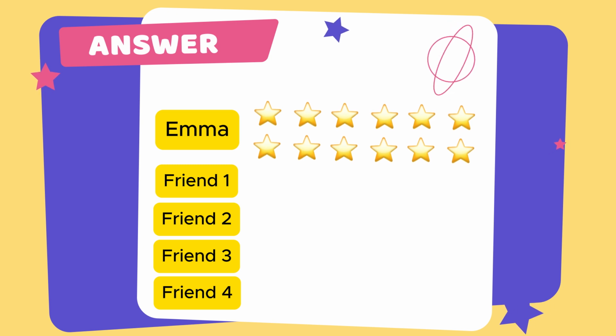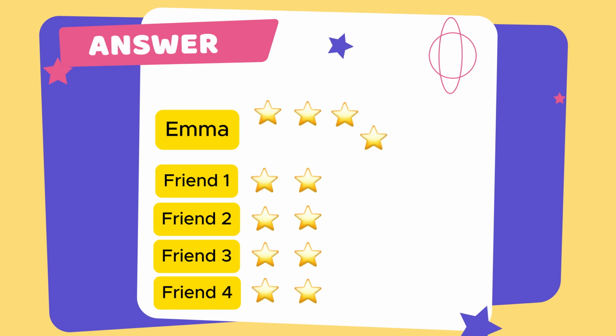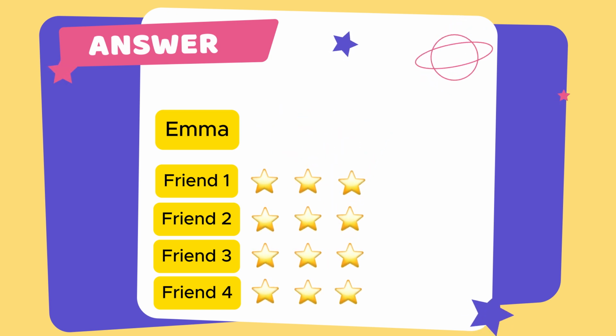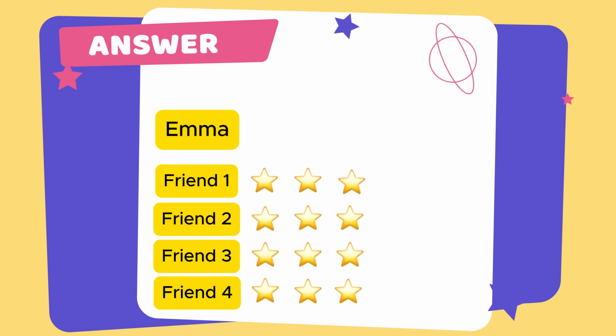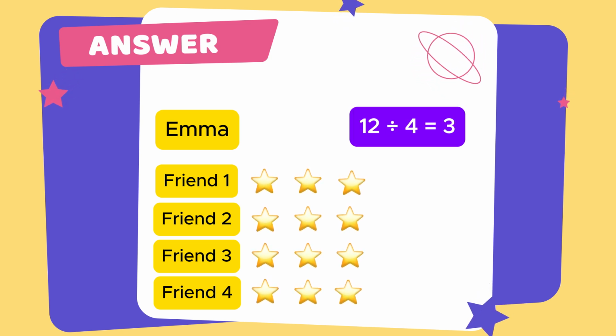Let's count. Each friend gets 1 star, then another star, and finally 1 more star. So, each friend gets 3 stars. That means 12 divided by 4 equals 3.